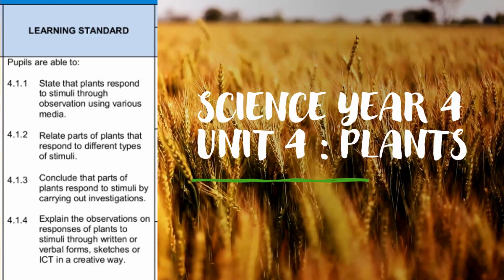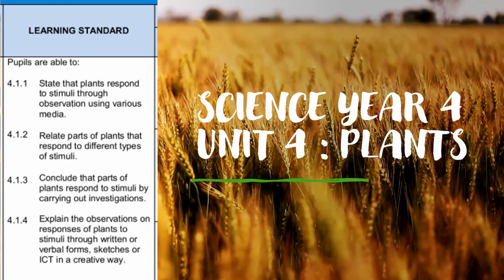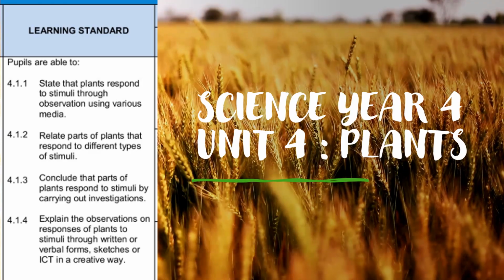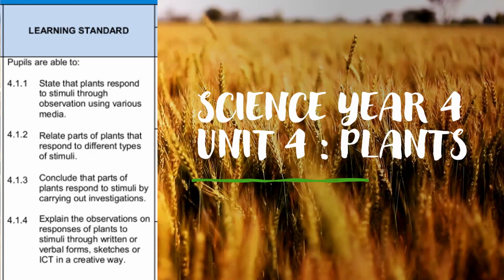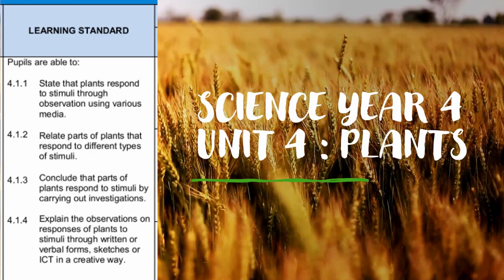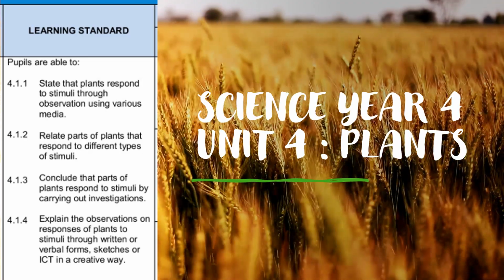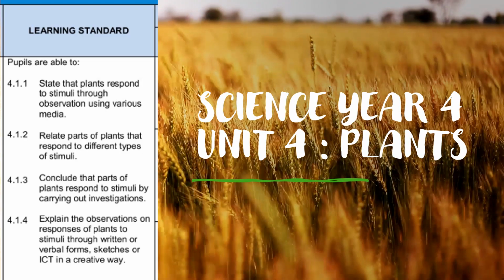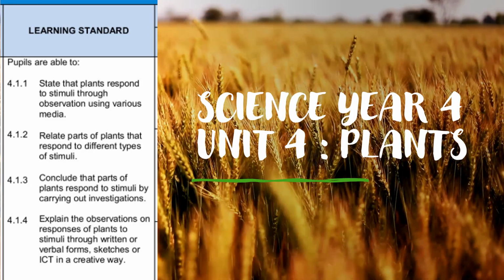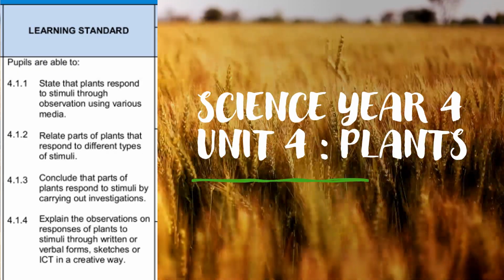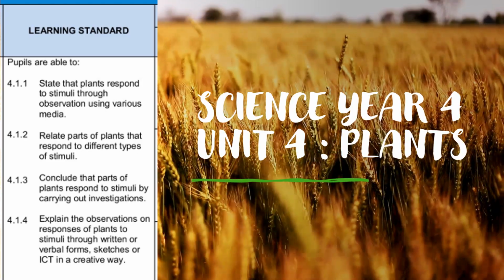Science Year 4, Unit 4, Plants. Learning Standard. Pupils are able to state that plants respond to stimuli through observations using various media. Relate parts of plants that respond to different types of stimuli. Conclude that parts of plants respond to stimuli by carrying out investigations. Explain the observations on responses of plants to stimuli through written or verbal forms, sketches, or ICT in a creative way.